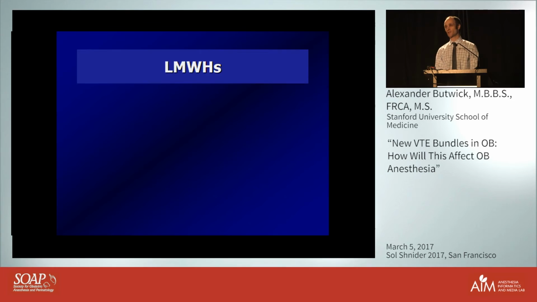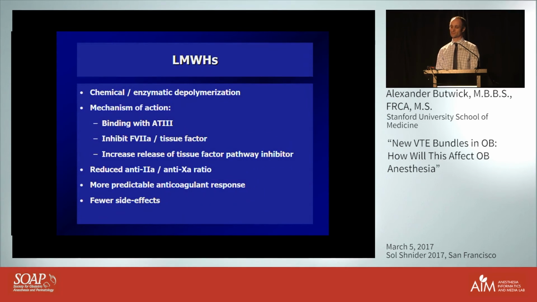Okay, so let's move on to look at low molecular weight heparins. So we'll remind ourselves very briefly about what these drugs are. They're much smaller drugs in terms of their molecular weight than unfractionated heparins. They're formed by chemical and enzymatic depolymerization. As we saw with heparin, they do bind to antithrombin 3, but they have other actions as well, which includes inhibition of factor 7A and tissue factor binding, and they increase the release of tissue factor pathway inhibitor.